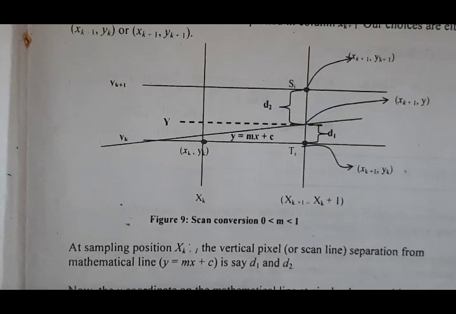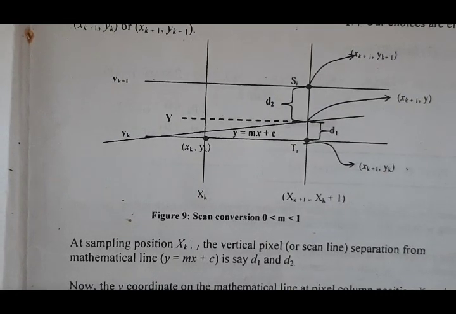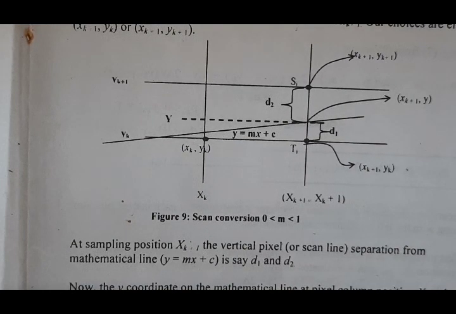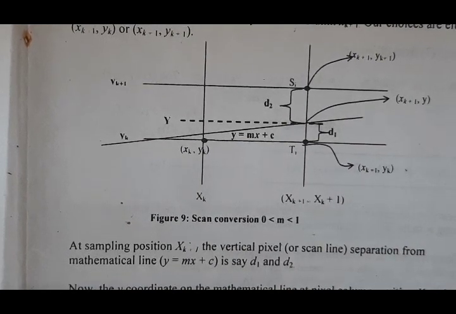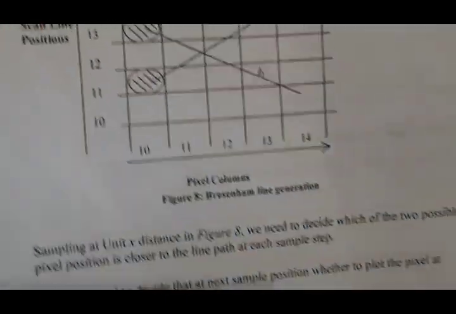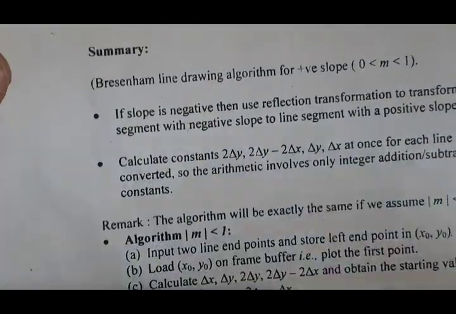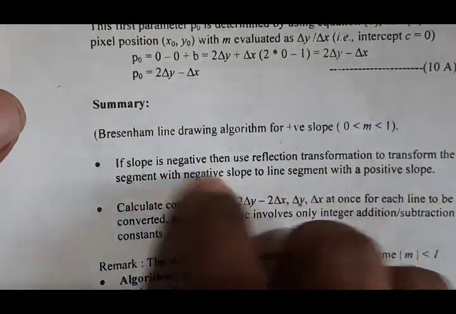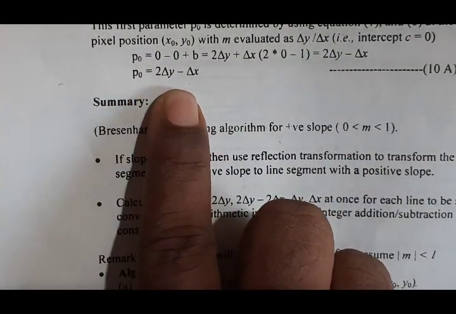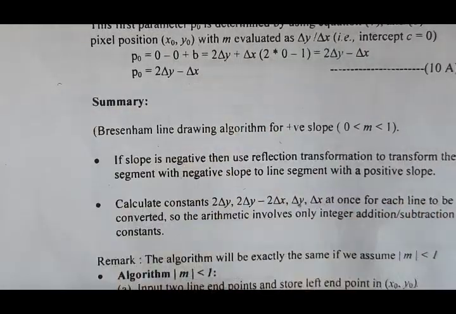So to take the next pixel you have to identify the decision parameter. Whichever is less, that pixel you have to consider. We take an example, then you can understand very clearly. So what is the decision parameter? The decision parameter is 2 delta y minus delta x.